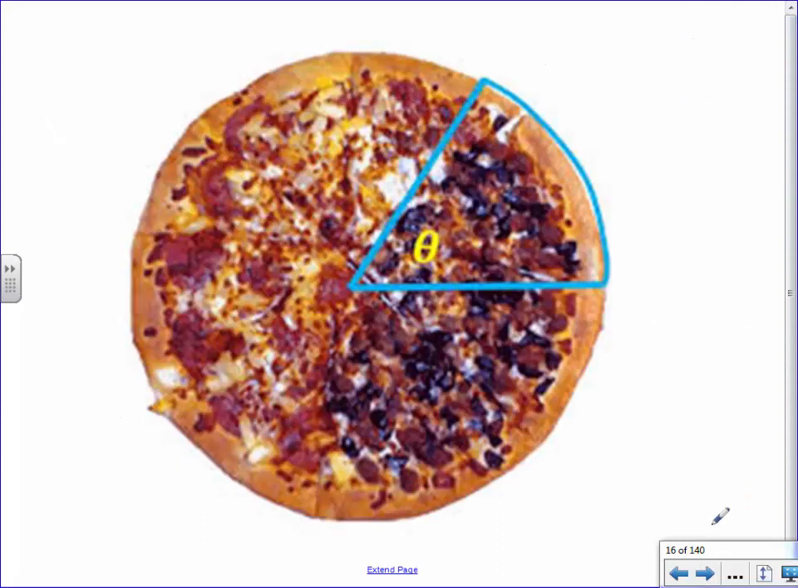You guys ever gone to, like, say, Costco and they have those big pizza slices there? Okay. A radian is like a perfect slice of pizza, because here's why.